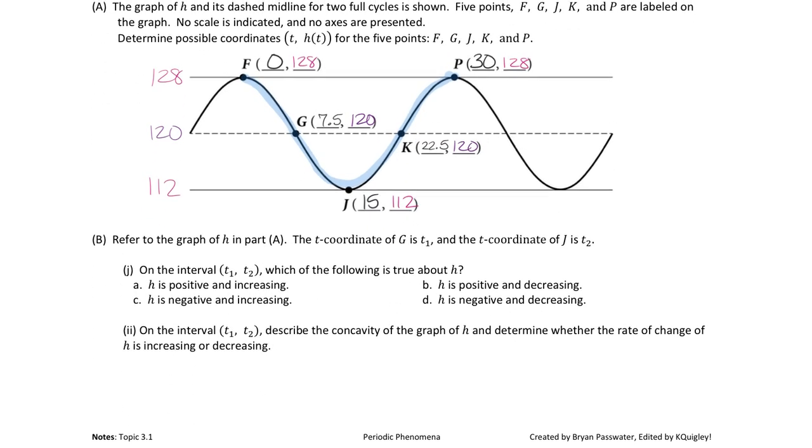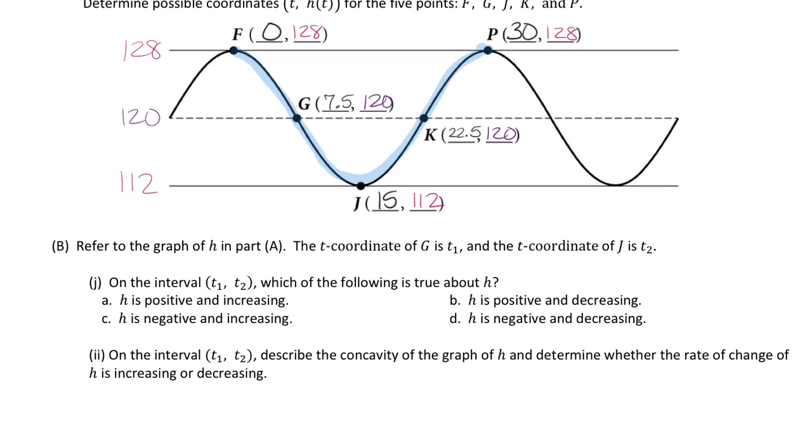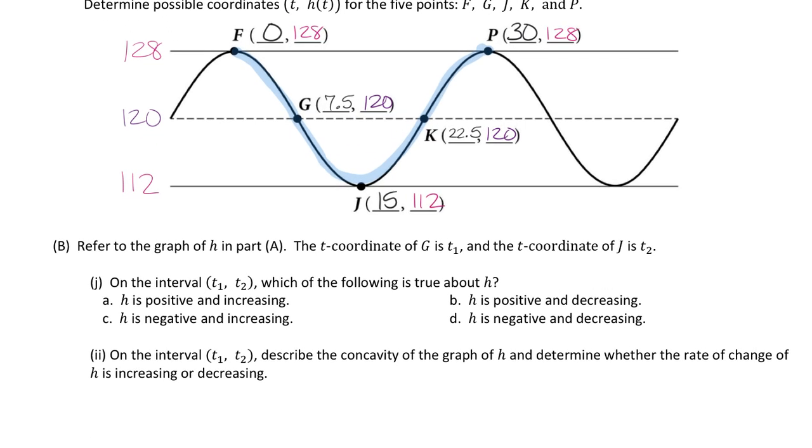Welcome to Trig. But to go on, this is part B of this question. This is actually going to be part C of the real FRQ. It'll take us a few lessons to get the actual part B in here. But this question has been floating around this class since topic 1.1, which is August. It says, refer to the graph of H in part A. The coordinate of G is T1 and the coordinate of J is T2.